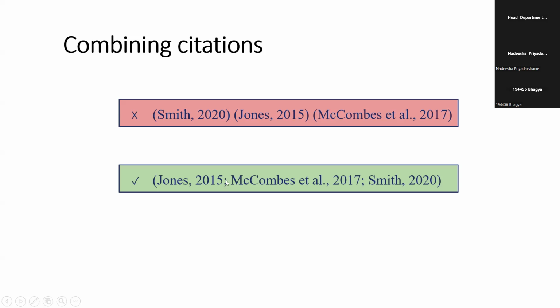Then we put a semicolon. Then again the next article, then again put a semicolon, then the other article, right? Like this, we can refer to 2, 3, 4, or 5 articles, right? So you should remember how to cite multiple articles, right?